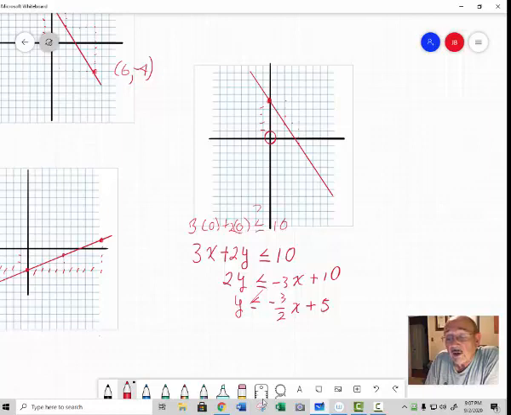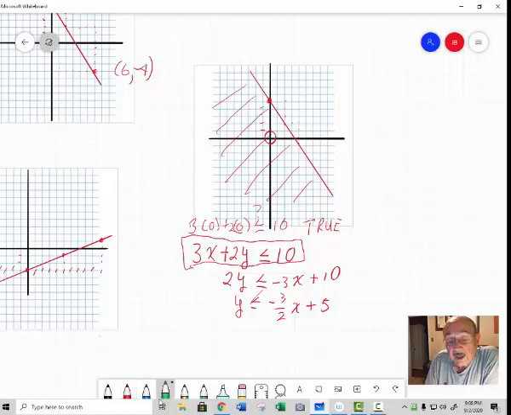Well, what that means is all of these points down here are shaded. Any of the points down here will make this a true statement. By the same token, any of the points up here will not be true. And I can pick one, it doesn't matter what I choose. Let's take this point right here. It is the point 5, 2.